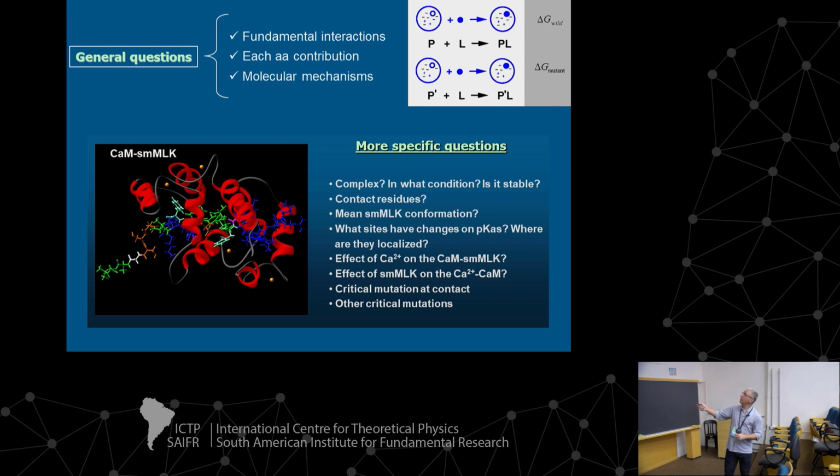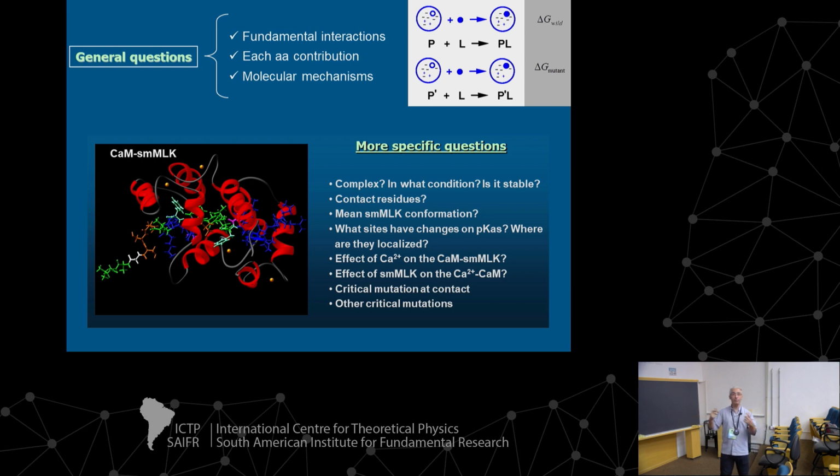But I can also start to make more specific questions. How is this complex formed? In what condition is it formed? Is it stable? What kind of contacts do I have? For instance, it's using the contact residues that we developed a method to predict epitopes in viral proteins. So this can be something useful, as I said, for practical things.